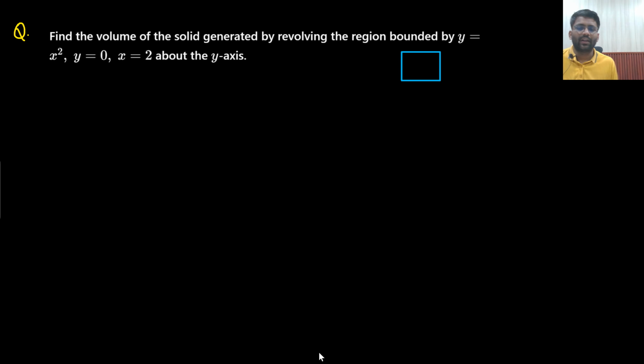Let's go to the next one. Try solving this one. Again it is a good question. Find the volume of the solid generated by revolving the region bounded by y equals x square, y equals 0, x equals 2. The same kind of question we have seen, but this time about the y-axis. We need to rotate about the y-axis.